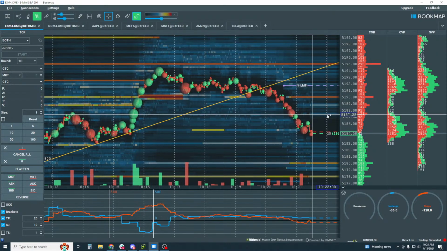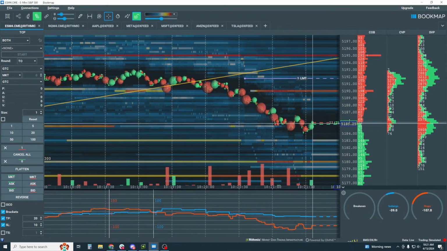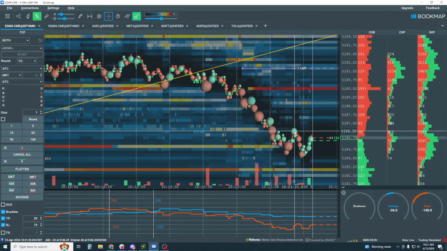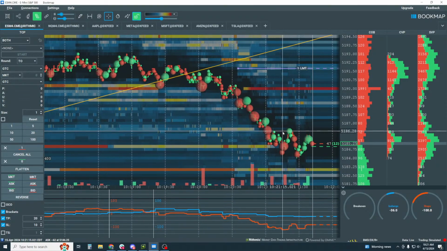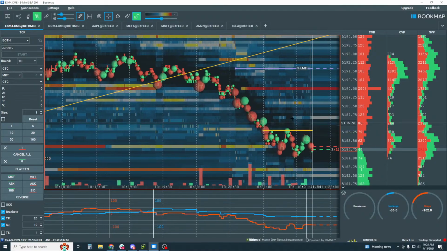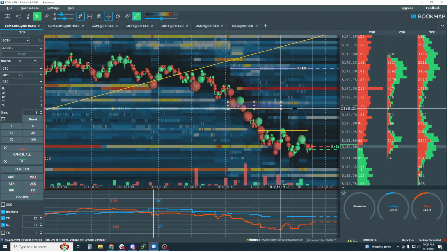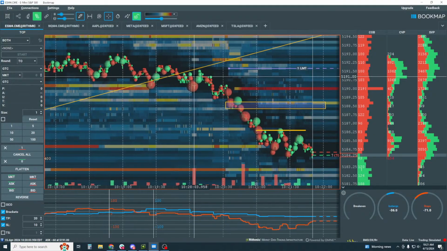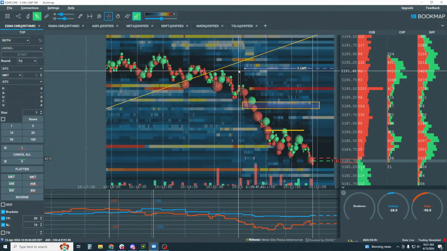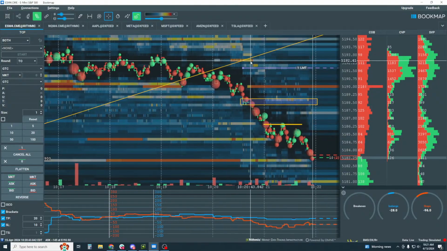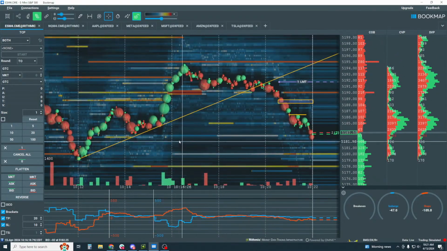Okay, maybe we get another pullback here, and let's take a look at where that pullback might come. Okay, so it's already done one here. So this is an area for a pullback. There's also a little bit in here and a little bit in here. So this looks pretty good up here for a possible pullback as well. And we're just not getting it. Okay, we're just getting selling coming right in here.